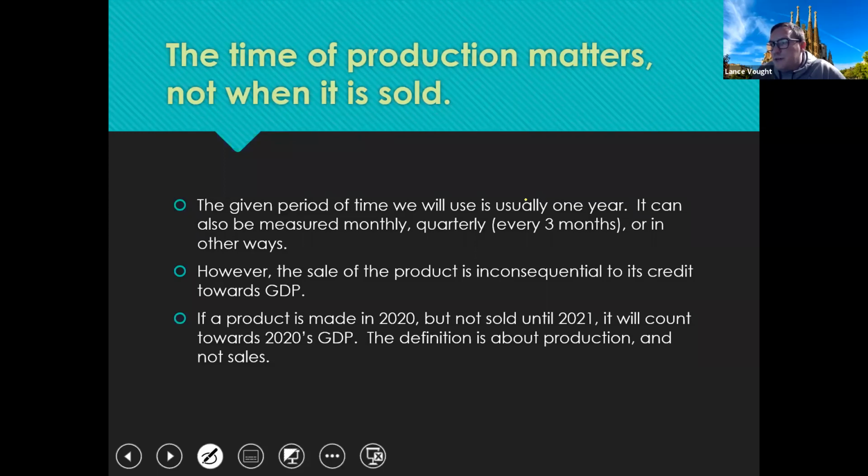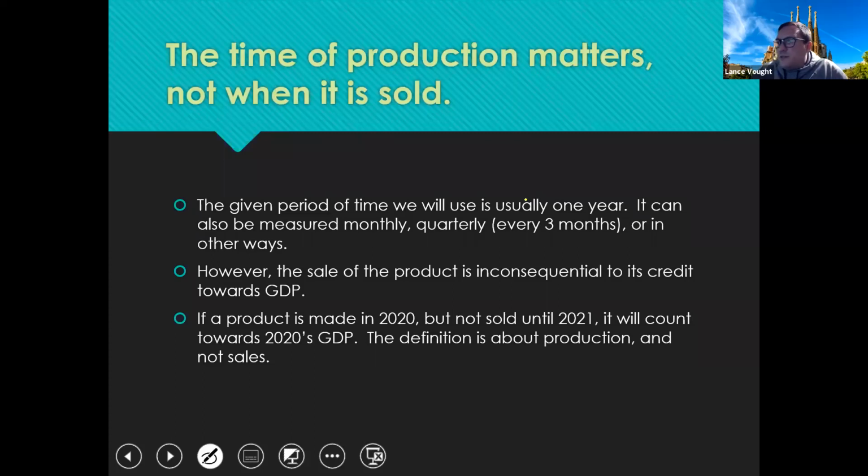So again, the given period of time is usually 1 year. It can also be measured monthly or quarterly. So we could say, oh, well, this was built in Q1, but it didn't sell till Q2. So you could do the same thing where this is the change in inventories between Q1 and Q2 of this year's gross domestic product. But for the sake of simplicity in this class, we're just going to focus on GDP at an annual level.